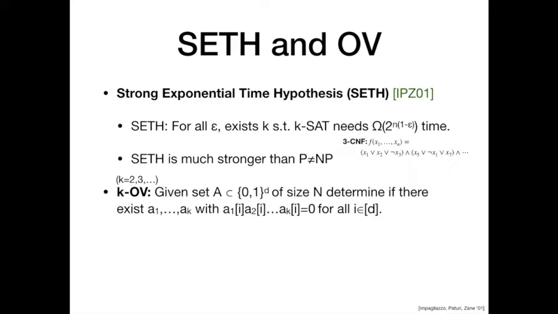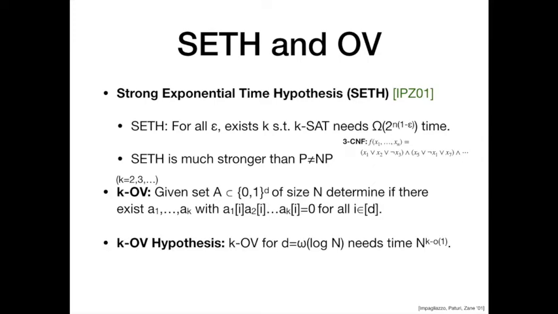The k-OV problem, think k is 2 or 3 or some small constant, is where you're given a set of n vectors of dimension d, think d is log n. You want to determine if there exist k vectors that are mutually orthogonal, so in every coordinate, at least one of the vectors is 0. A trivial algorithm for this is to try all n choose k tuples of vectors, and see if any of them work. This takes n^k time, and the k-OV hypothesis says this is essentially the best you can do. A classic result of Williams says that SETH implies the k-OV hypothesis. So to prove lower bounds based on SETH, we just need to prove lower bounds based on k-OV.